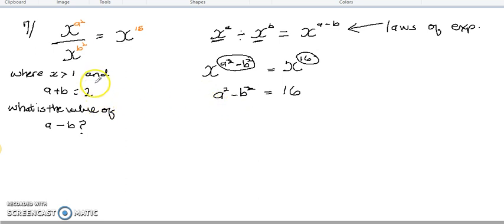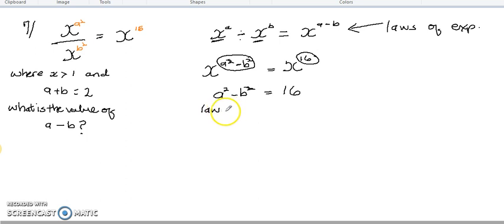Now, take note of what they have actually given here. They've given the value a plus b and a minus b. These are the two values that we are required to work with. a plus b has been given as 2. We're told to find a minus b. Now, this lets you know exactly what you're supposed to do. We're supposed to be using the law.